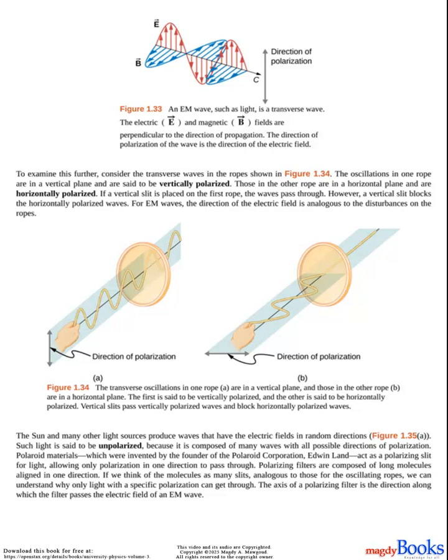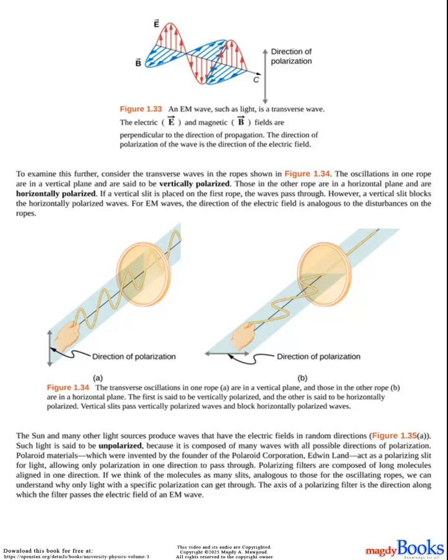The sun and many other light sources produce waves that have the electric fields in random directions, Figure 1.35a. Such light is said to be unpolarized, because it is composed of many waves with all possible directions of polarization. Polaroid materials, which were invented by the founder of the Polaroid Corporation, Edwin Land, act as a polarizing slit for light, allowing only polarization in one direction to pass through.